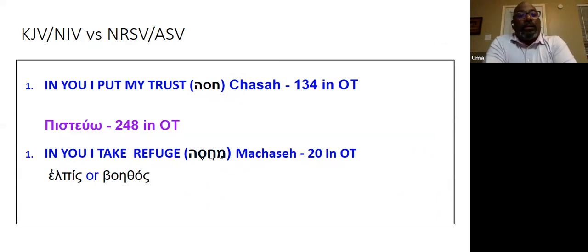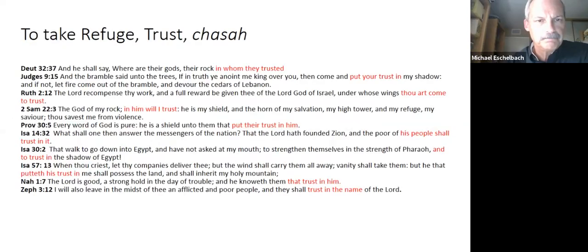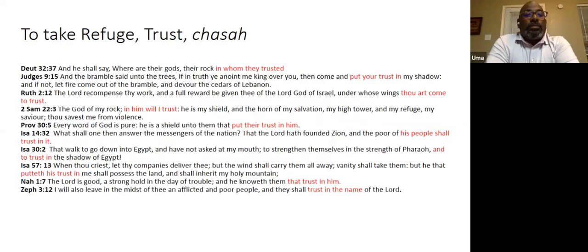So on the next slide, I did pick a few of the words that were related to trust. And these are verses I found because there's a ton of them in Psalms. David spent a lot of time talking about trusting God, and in him I trust. So I wanted to look at other places where this similar phrase came up. Deuteronomy talked about "Where are their gods, their rock in whom they trusted?" This doesn't necessarily talk about Yahweh. Instead, this is in reference to just random gods and challenging gods.